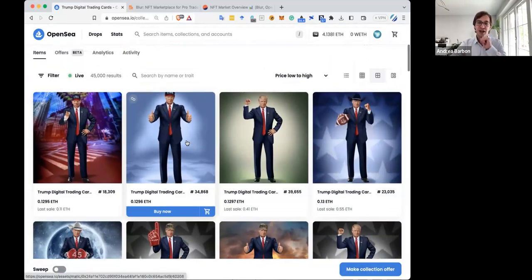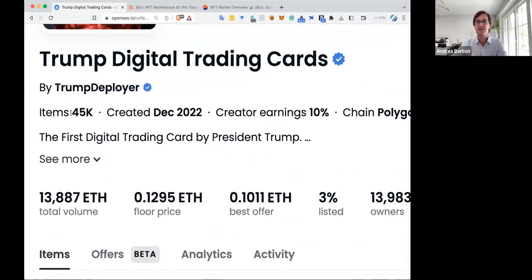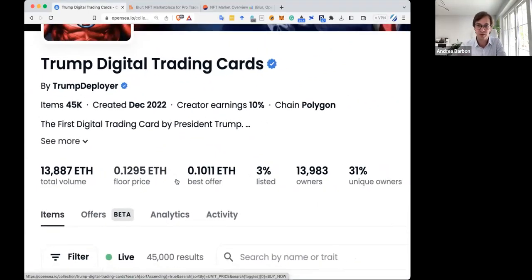Okay, so here you have some information about the collection. So you can see that it was created in December last year. Okay, and the total supply is 45,000 items. So this is the number of unique pieces in this NFT collection. Then there is a description. Here is the total volume. So this was 13K Ethereum being traded on this collection, and the floor price, so the lowest possible price you have to pay in order to get one of those, is actually 12 cents of Ether at the moment.